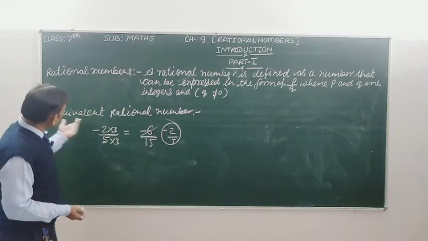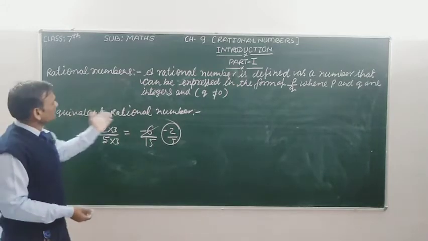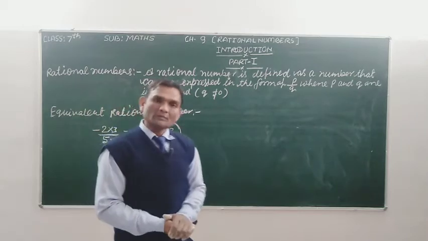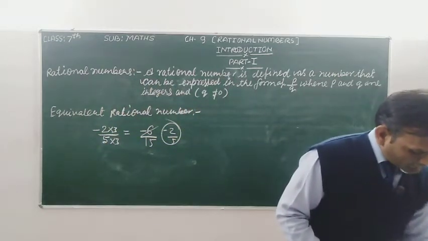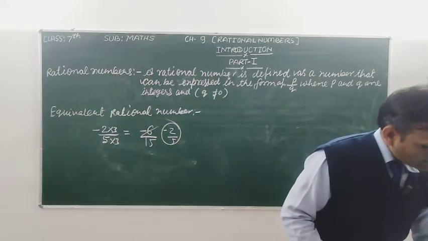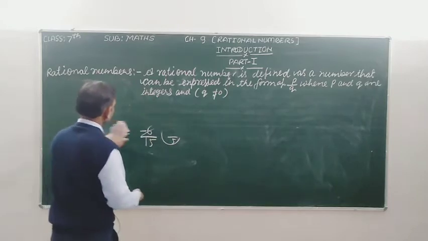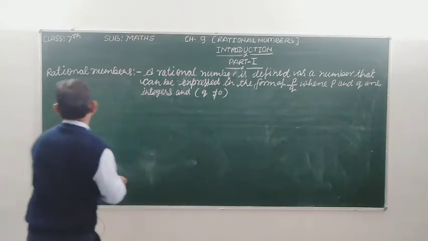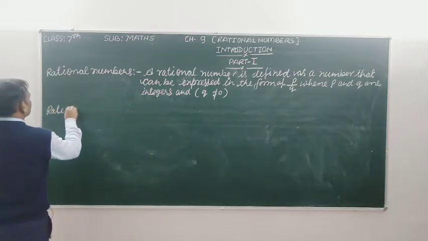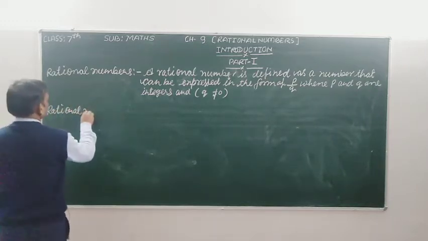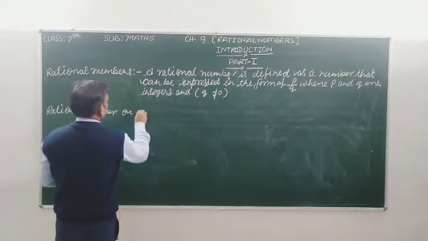So student, I hope you have understood the equivalent rational number. So come to the next topic, student, that is the rational number on a number line. Rational number on a number line.